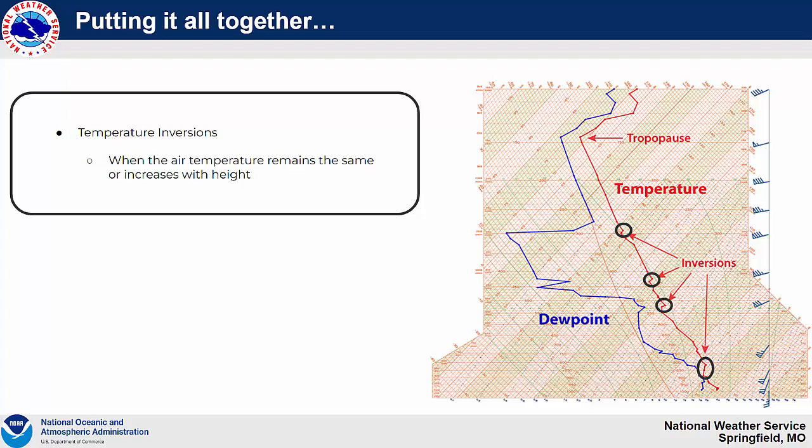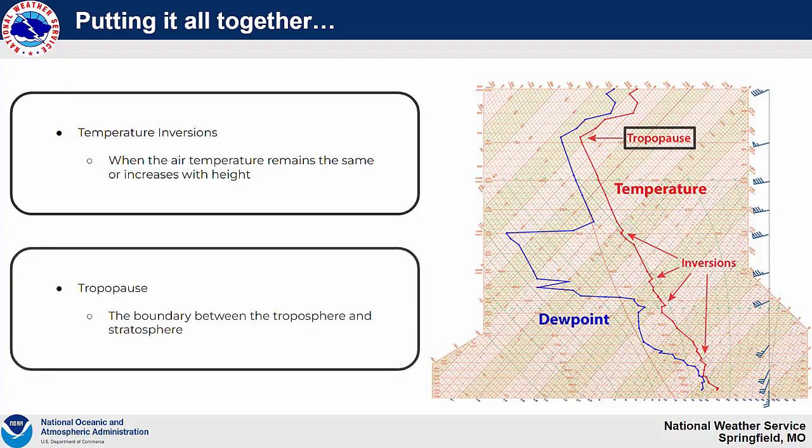Now, you'll notice that typically in the troposphere, which is the lowest layer of the atmosphere, your temperatures are decreasing with height. However, temperature inversions are where the air temperature remains the same or increases with height. So it's not always uniform and not always constant. So if you look at the 4 different items that are circled here, those are temperature inversions. That is where the air temperature is either remaining the same or it's increasing with height.